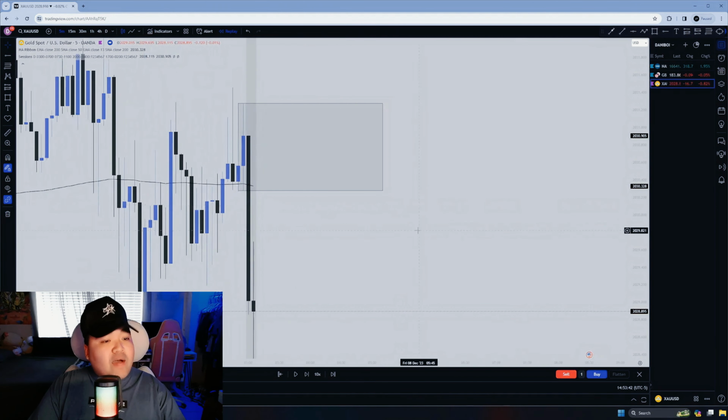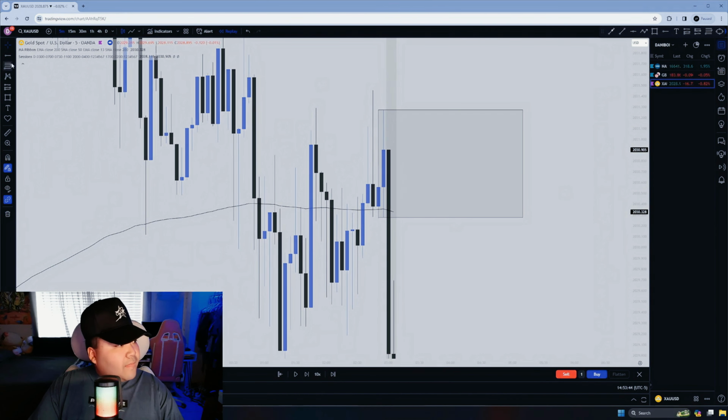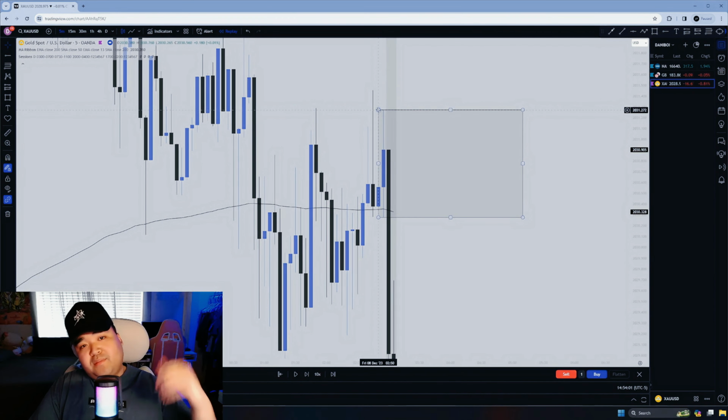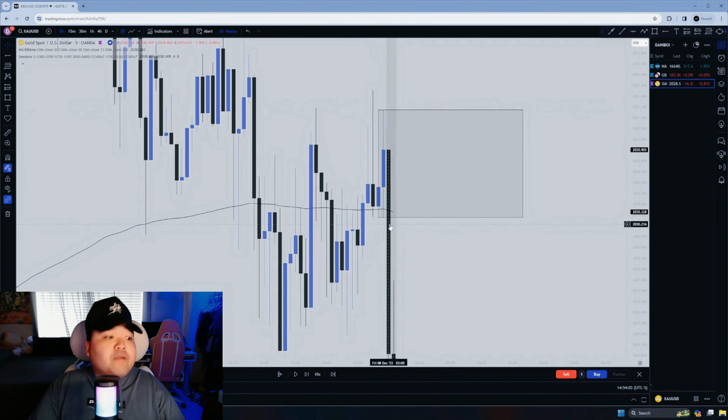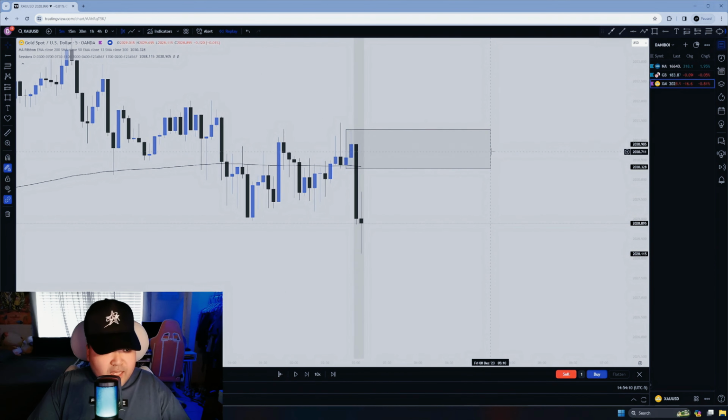All right, so how I draw my zone is literally before the bearish push. As you can see, this bearish push started right at this candle. So what candle is right before that? This bullish candle. I want to cover the whole bullish candle, not just the body, but from the wick at the top to the wick at the bottom. So that's how I draw my zone, from the wick of that bullish candle to the bottom of this wick. Now I have my supply zone.